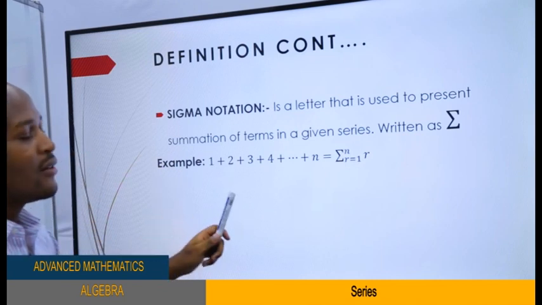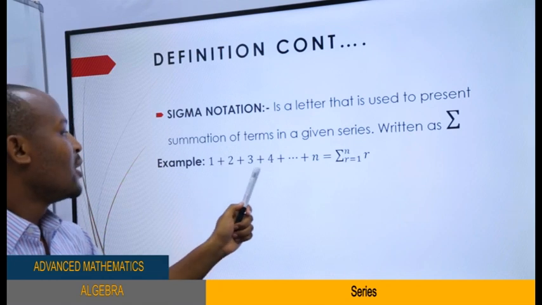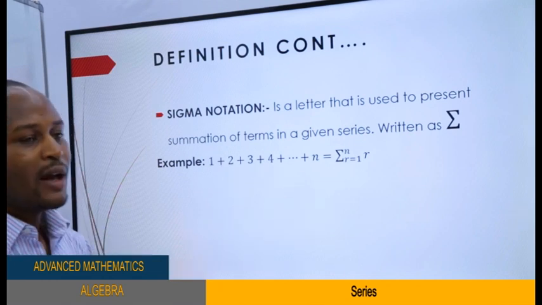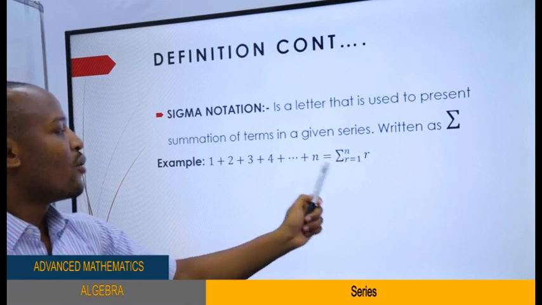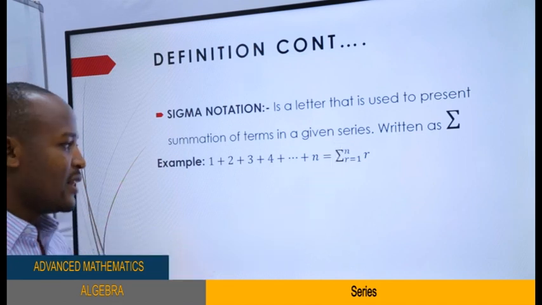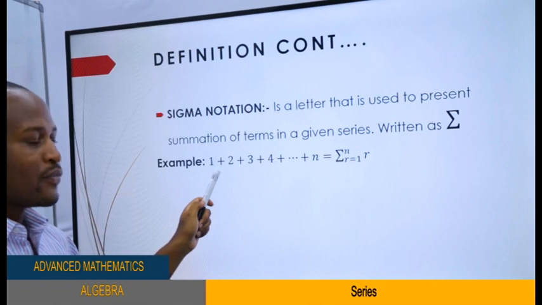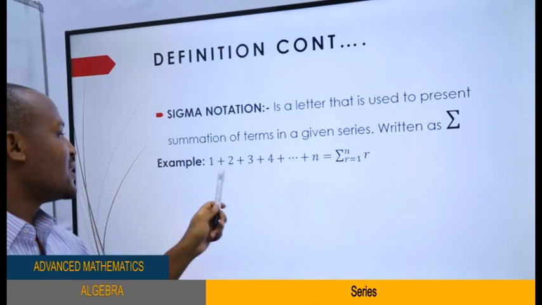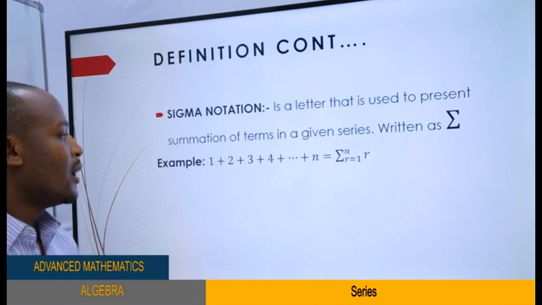Now, for example, you have a series like this: 1 plus 2 plus 3 plus 4 up to n. Then we can sum them by the use of sigma notation. That means the summation of r terms, from r equals 1 up to n. Meaning that when r is equal to 1, we have the first term, and when r is equal to 2, we have the second term. We shall see as we go on with the next examples.